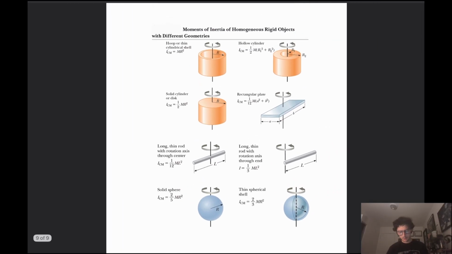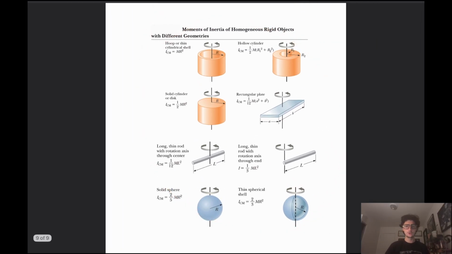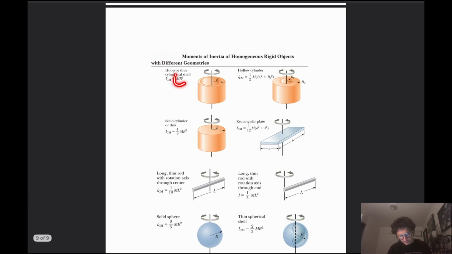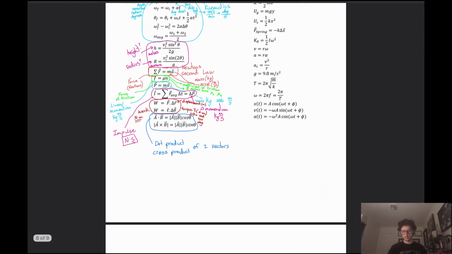Any one of these objects, if they show you a picture in the problem and they're asking you about moment of inertia, you could just pull the value out of here, and boom, here's what they give you. The M, which is the mass of the thing, and R, which is this little radius here. So you could pull the moment of inertia.